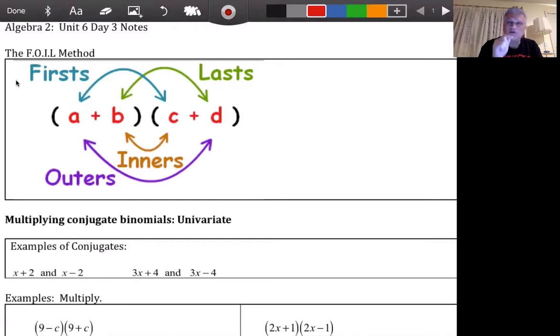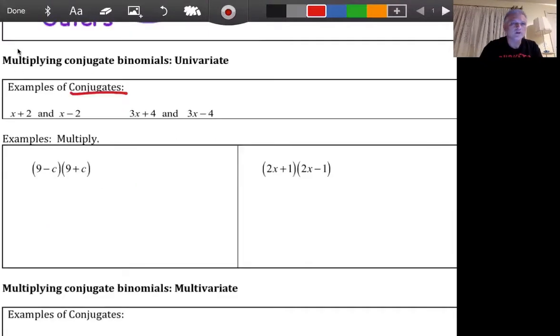So specifically, what are conjugates? Well, if you look here at the notes page, they give some examples of conjugates. They have x plus 2 and x minus 2. Those are conjugates. They have 3x plus 4, 3x minus 4. Those are conjugates. So you take any 2 terms.